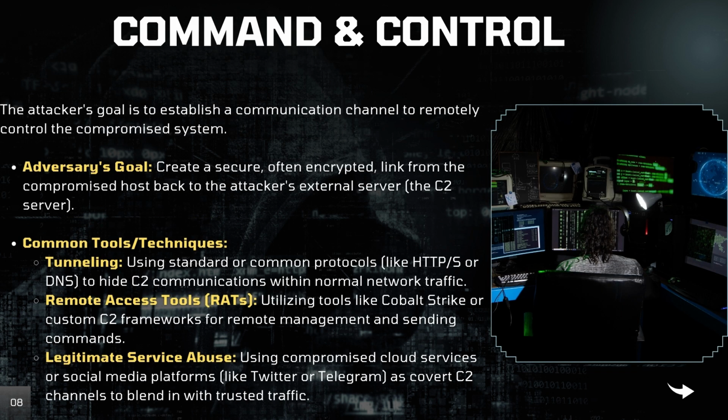At Command and Control, or C2, the attacker establishes a remote communication channel to manage the compromised system. Their objective is to create a secure, often encrypted, link back to their external C2 server. They use tunneling techniques, often hiding their C2 traffic within normal network protocols like HTTP/S or DNS to evade detection. They leverage sophisticated remote access tools, or RATs, such as Cobalt Strike, for remote management. Some even resort to legitimate service abuse, using compromised cloud services or social media like Twitter or Telegram as covert C2 channels to blend in with trusted traffic.